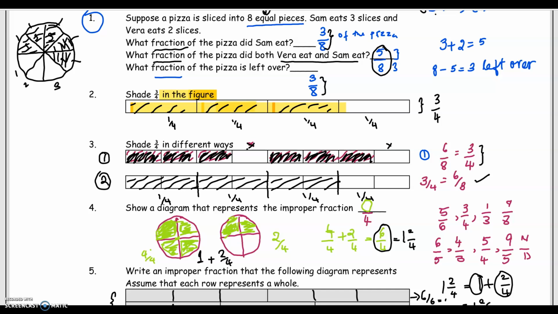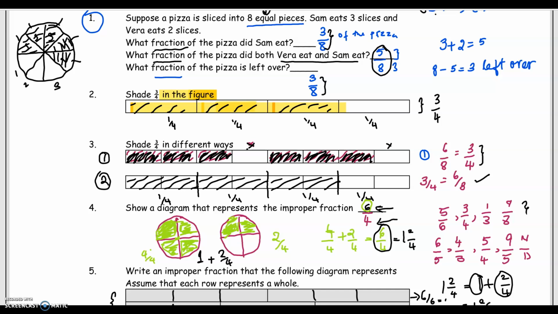So next, it says show a diagram that represents the improper fraction, let's say 6/4. So 6/4 is an improper fraction because the numerator is greater than the denominator.